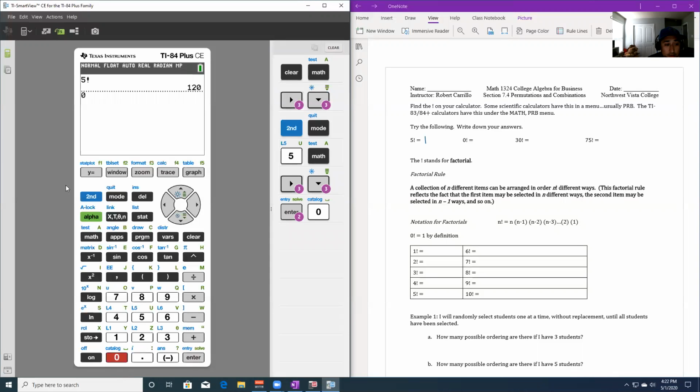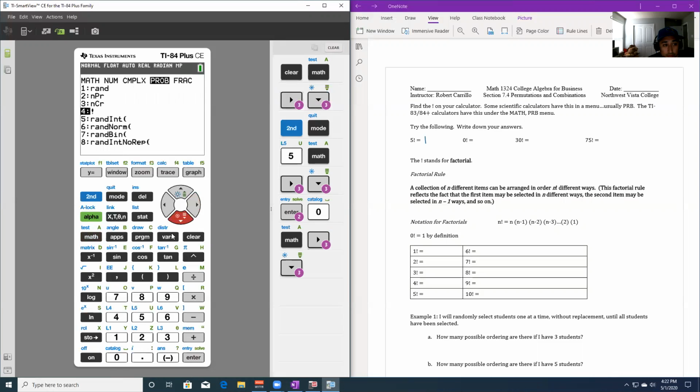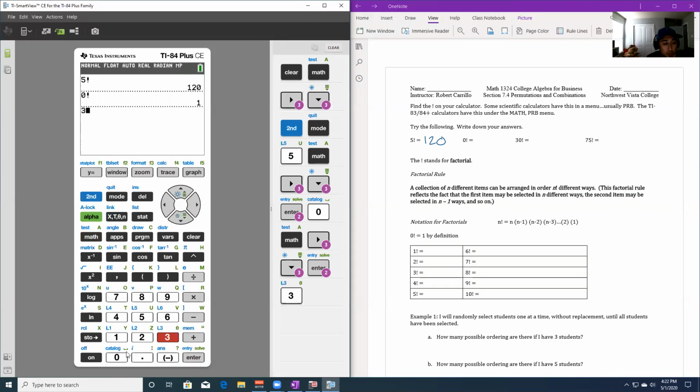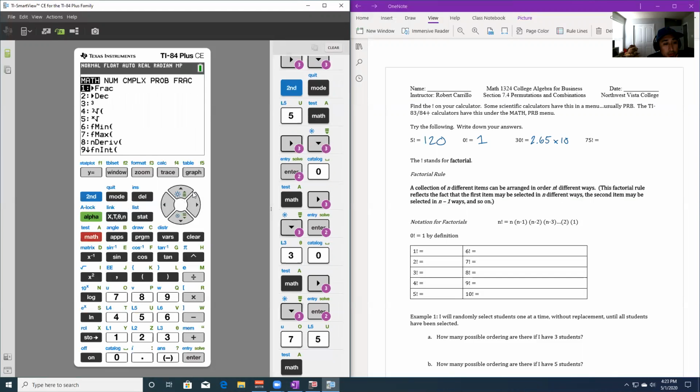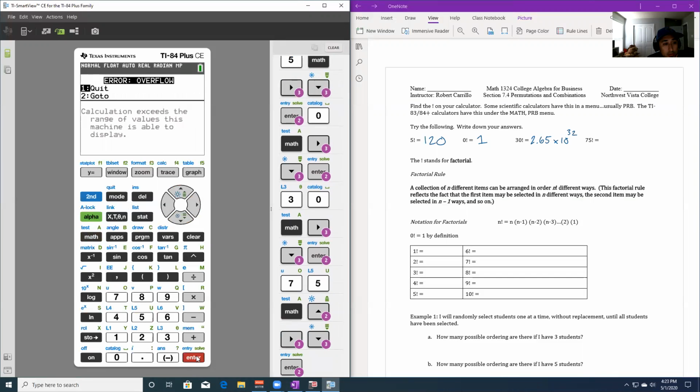Then 0 factorial, same thing. You get 1. And then 30 factorial. We get a very big number, 2.65 times 10 to the 32nd. And then 75 factorial. We break our calculator. Overflow error, meaning the number's just way too big. So that's factorial.